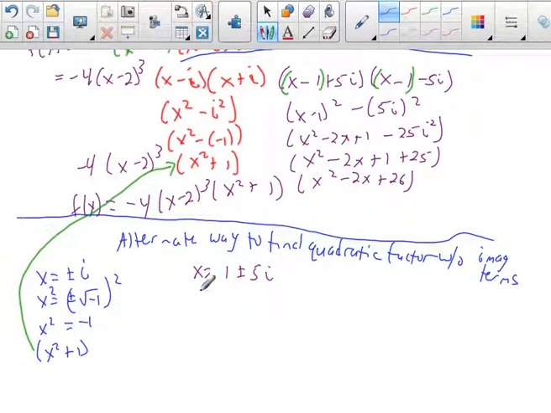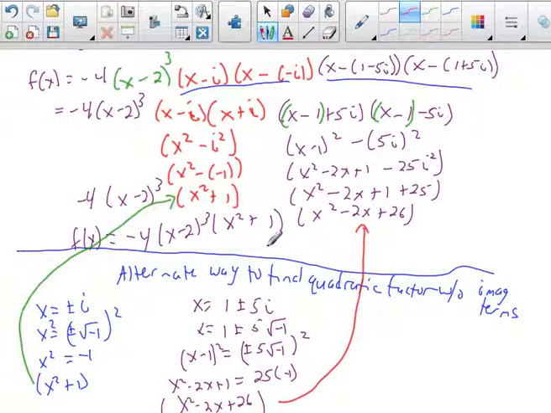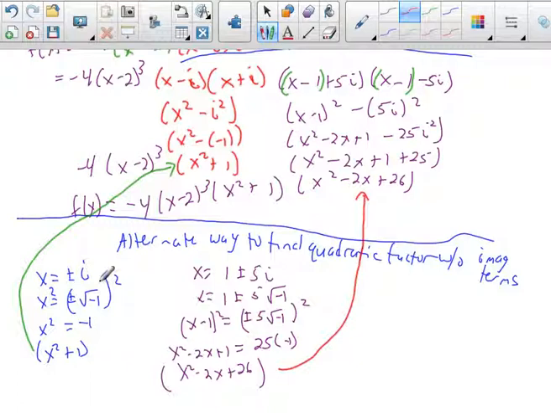So doing the same technique here, I can say that x equals 1 plus or minus 5 times the square root of negative 1. Then I would bring this 1 to the other side, so x minus 1 equals plus or minus 5 times the square root of negative 1. And then I would go ahead and square both sides. So I'd have x minus 1 squared equals 25 times negative 1, or negative 25. So x squared minus 2x plus 1 equals negative 25. Bringing the negative 25 to the left-hand side, I'd have x squared minus 2x plus 26 as a factor. And that is the same factor that we got right here by doing the expansion. So you can find those quadratic factors by either method, either doing x minus the zero or thinking about what would happen if you solved a quadratic equation and then reversing those steps.